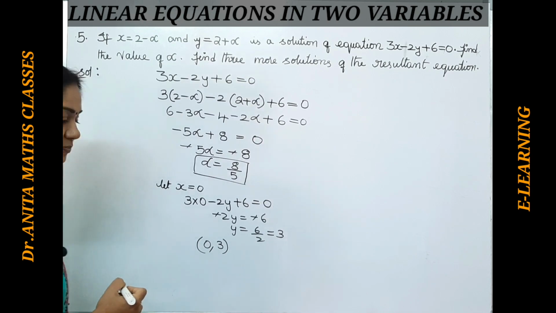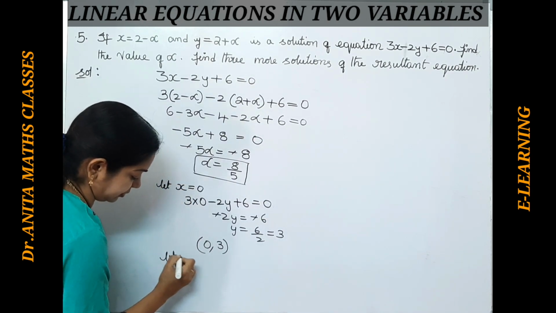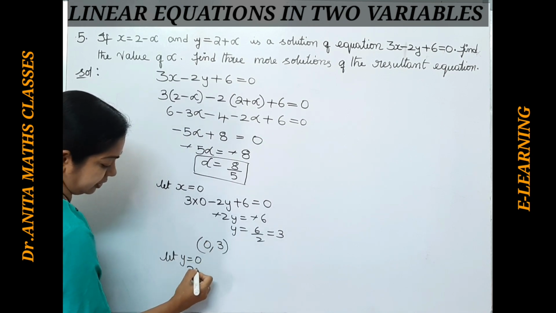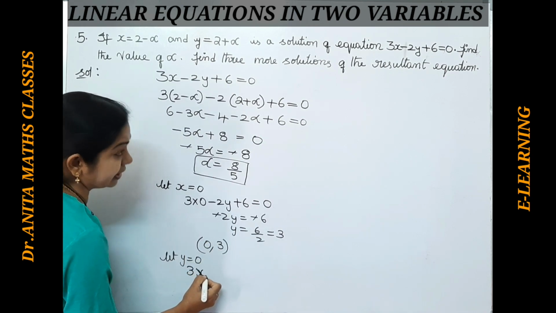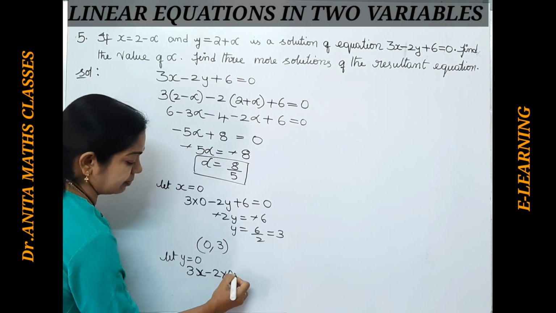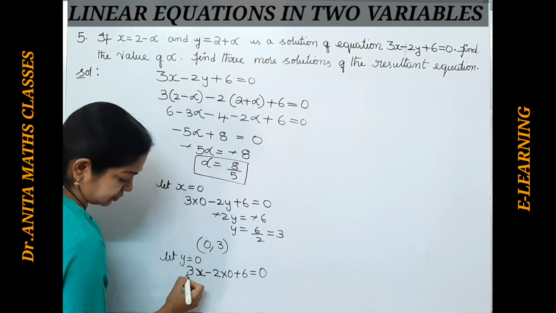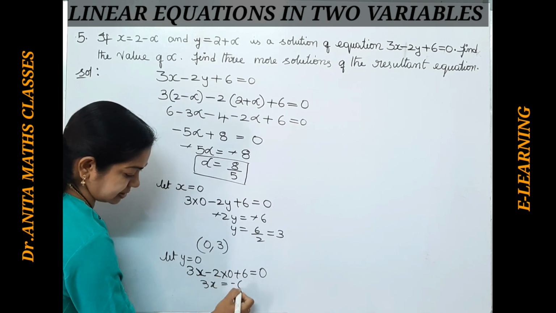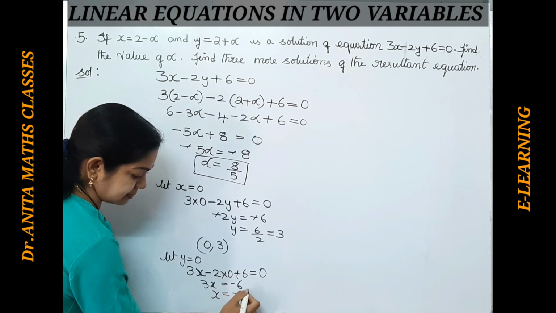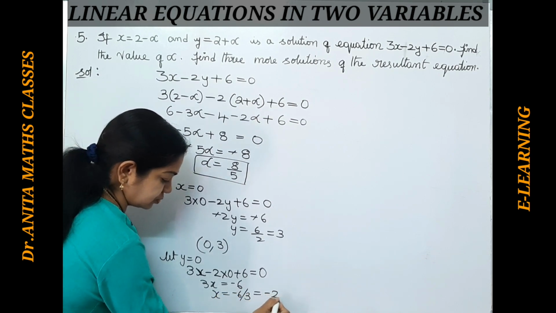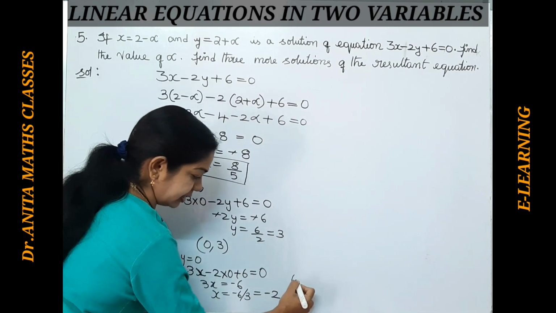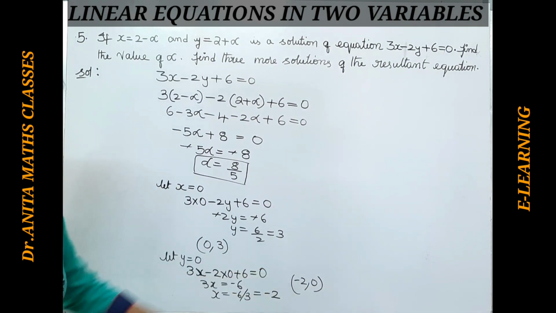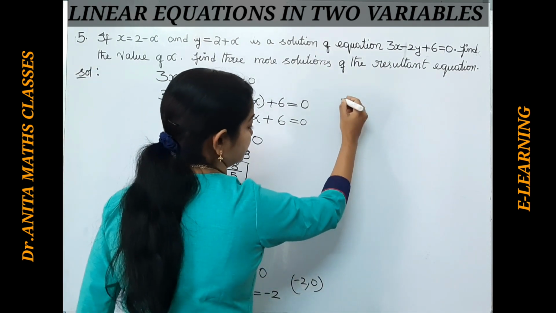This is one solution. Now let us take y equal to 0. You can take y as 1, 2, 0, anything we can take. 3x minus 2 into 0 plus 6. This is the equation, isn't it? So 3x, this becomes 0, equal to minus 6. So x value is minus 6 by 3, that is minus 2. So when x is minus 2, y value is 0. When y is 0, x is minus 2. That is the second solution. Let us find the other solution.